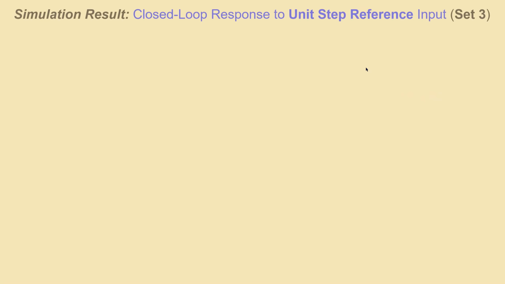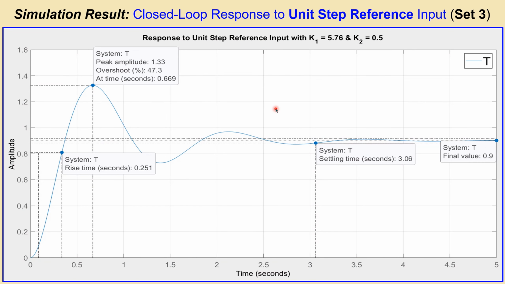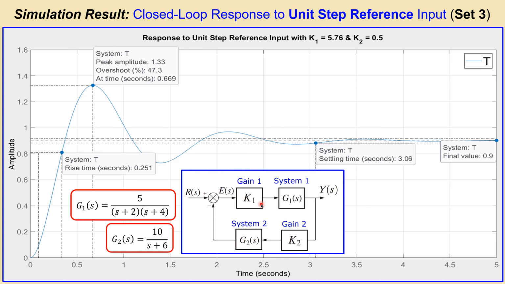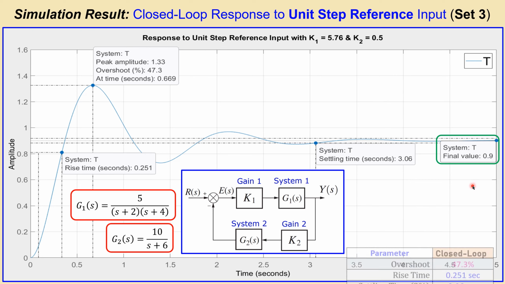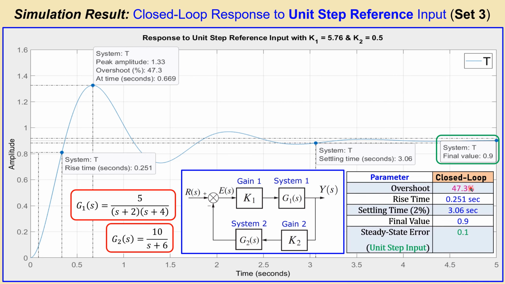So this is mandatory. So this is also again a confirmation that this is not a valid set. Okay, let's look at set 3. This is the response for that, using 0.5 for K2 and then 5.76. This is again the system we had, and this is again a final value of 0.9, again 0.1 as an error for unit step input. These are the values here as a summary in the table.